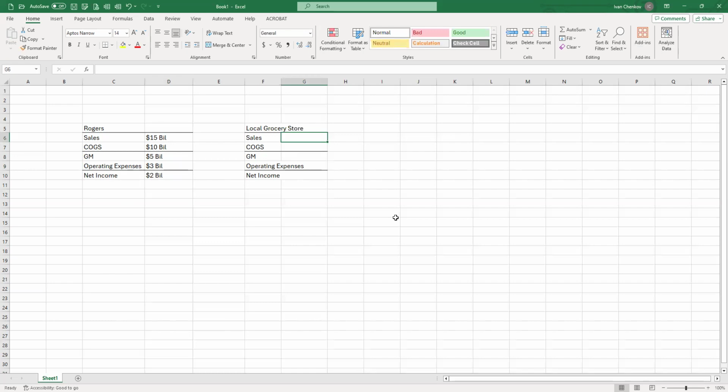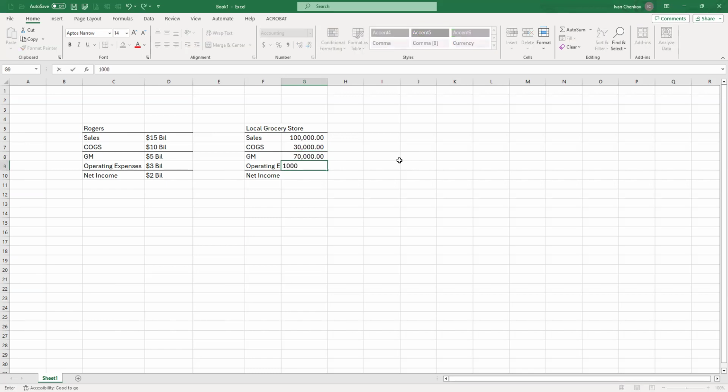The local store, they have sales of only 100,000. It's a local grocery store. You cannot expect too much. Sales of 100,000, cost of goods sold are, say, 30,000. So they're generating a gross margin of 70,000. Operating expenses 10,000, and they're generating income of 60,000.